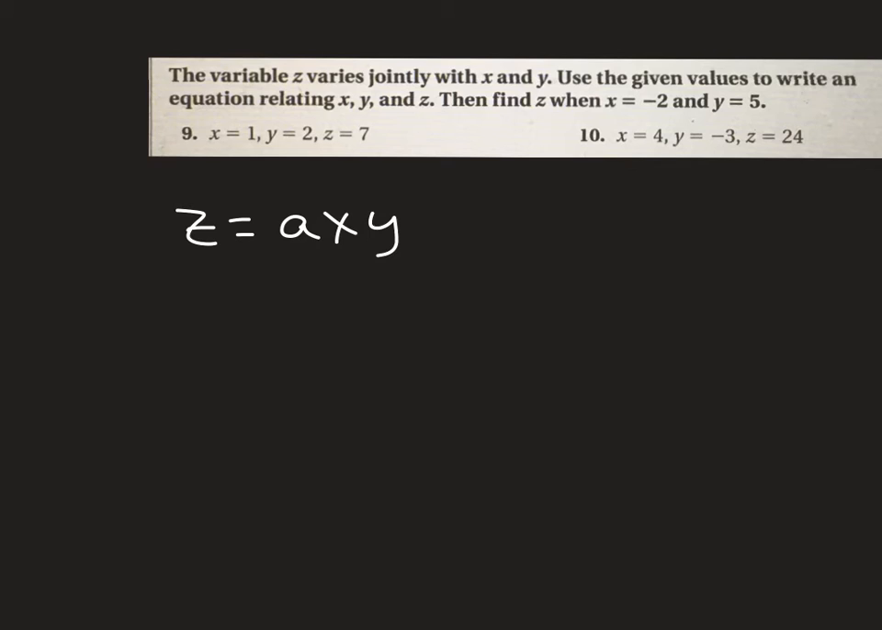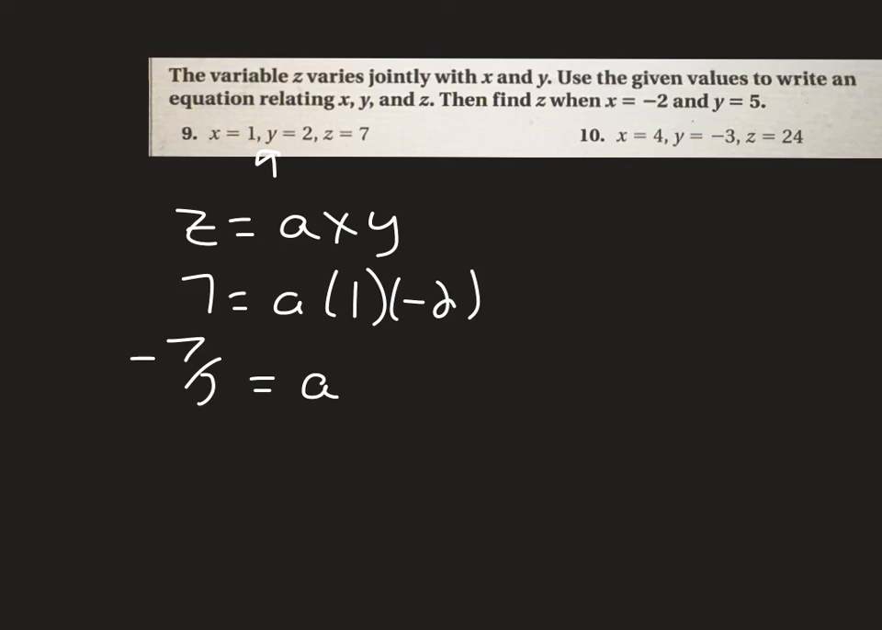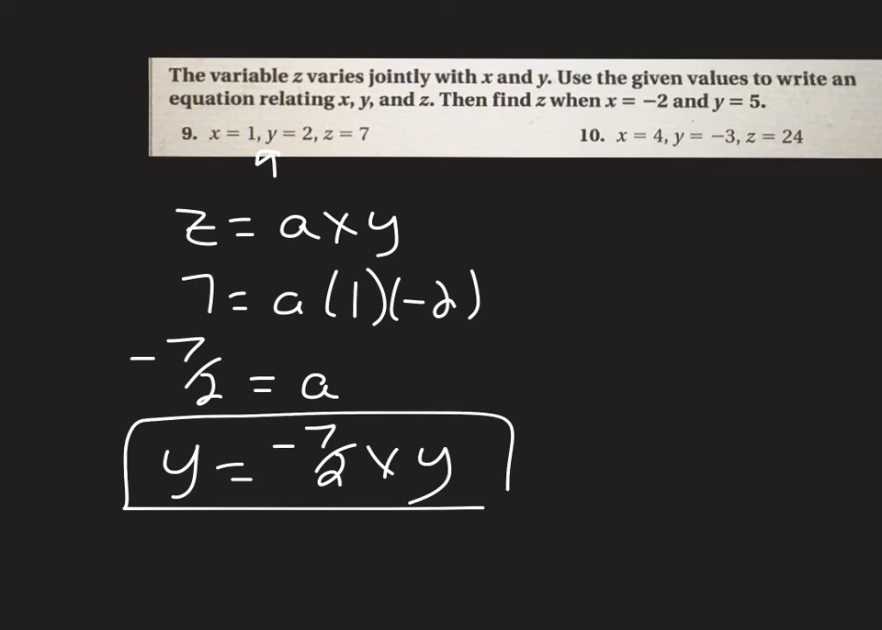So first I'm going to write the equation using these values. z is 7 when x is 1 and y is negative 2, which means a is going to be negative 7 halves. I just multiplied my 1 times negative 2 and divided the other side by negative 2. So my equation, which is the first part of my answer, is this: negative 7/2 xy. There's my equation.